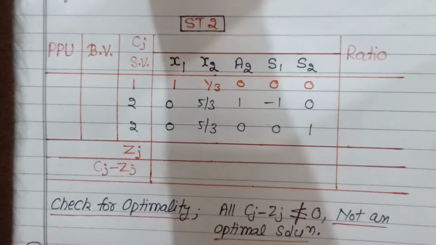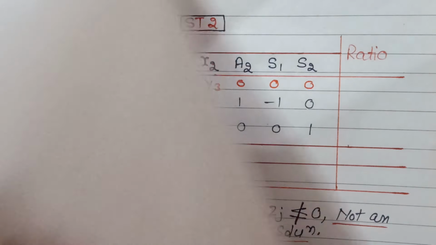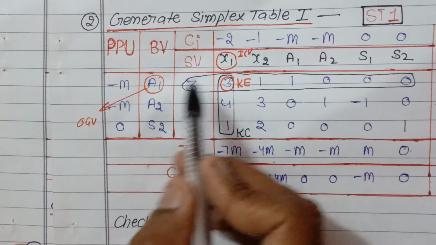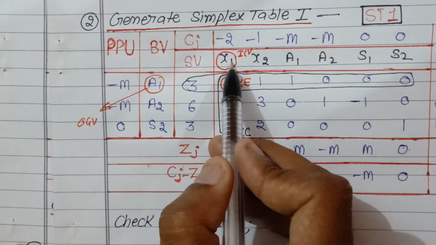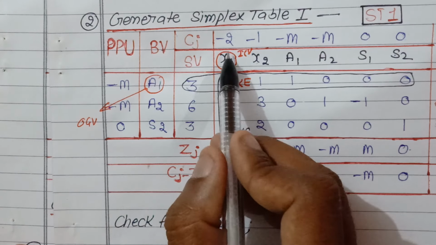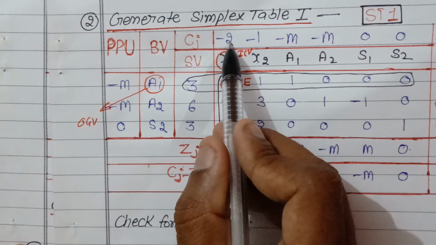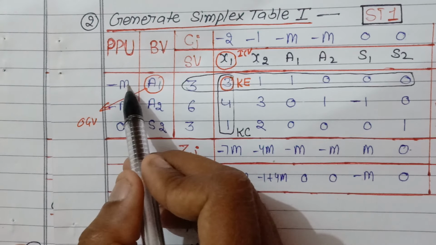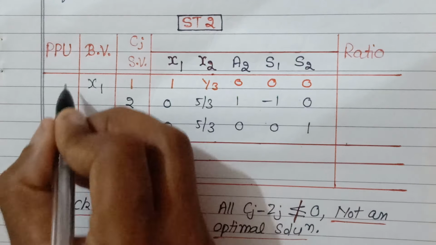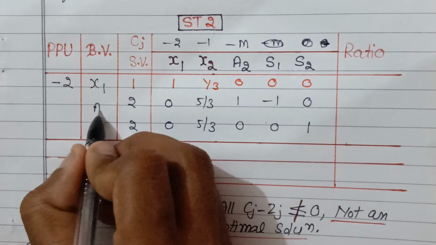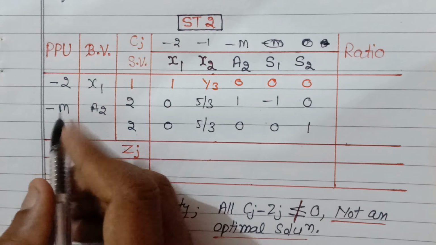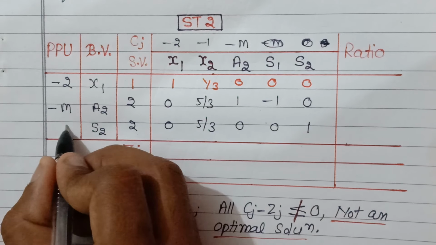Okay, now from the simplex table 1, you will see that this A1 is the outgoing variable and this X1 is the incoming variable. So now replace this A1 by this X1, and the value for this X1 at the top is minus 2, so we will write this value here in the simplex table 2. So let us write this value. Okay, so this is now X1, the second variable stays as it is, and the coefficient for that variable is minus M, and S2, and the coefficient is 0.